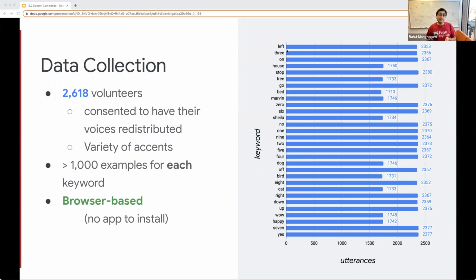In order to make it accessible and to be able to collect it very easily, it was simply set up in a web browser. Basically, that was a URL that you could open up in your browser and you would be able to record your voice and contribute.